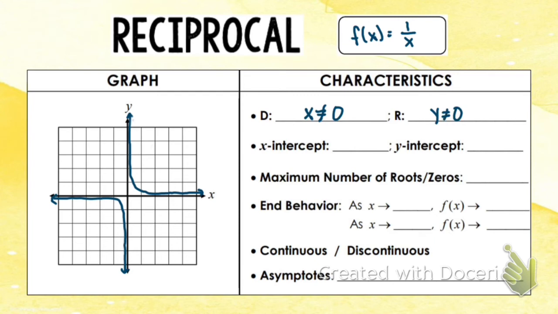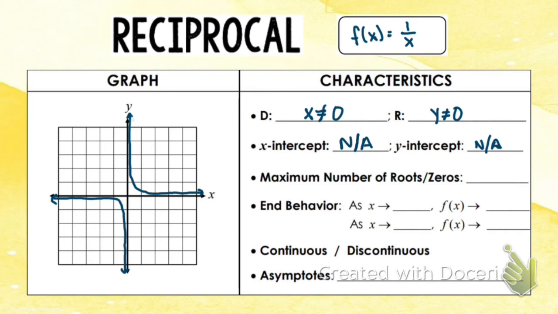All right, so our x and y intercepts, there actually are no x and y intercepts because in order to have an x-intercept, y has to equal 0. And in order to have a y-intercept, x has to equal 0. So we just decided that those are not possible with this function, so you will not have any intercepts for this parent function.